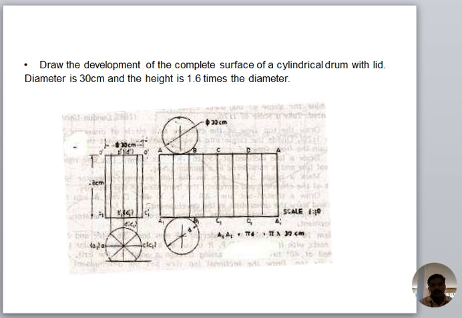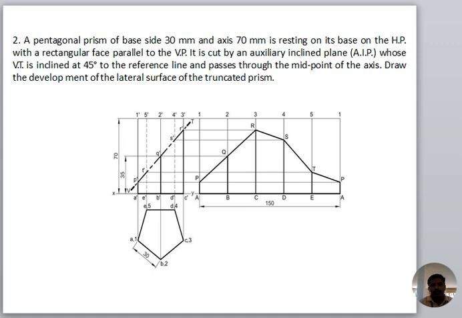Then the next one is the radial line method. A pentagonal prism with base side 30 mm and axis 70 mm is resting on its base on the horizontal plane with a rectangular face parallel to the VP. It is cut by an auxiliary inclined plane whose vertical trace is inclined 45 degrees to the reference line and passes through the midpoint of the axis. Draw the development of the lateral surface of the truncated prism.